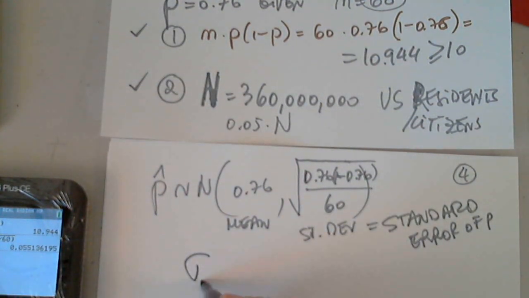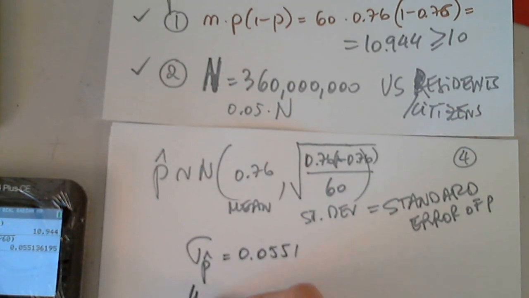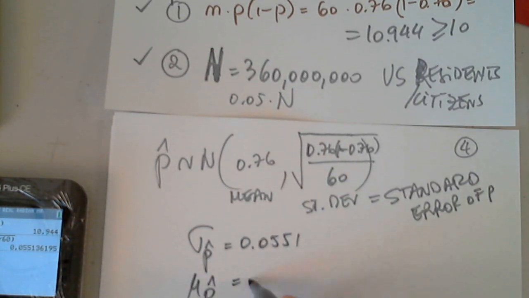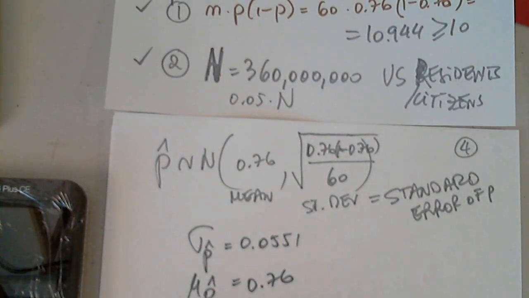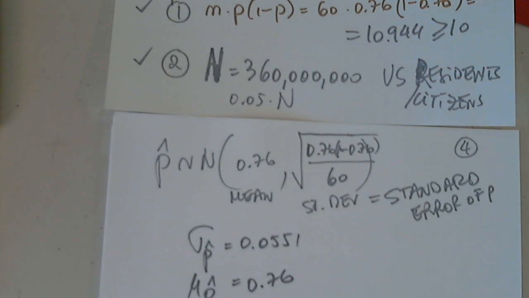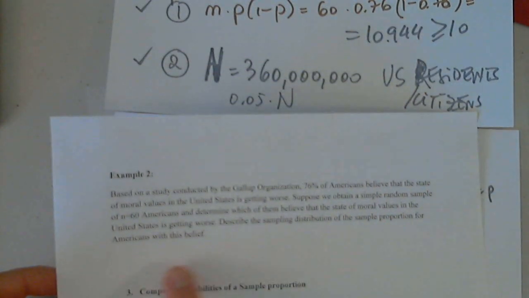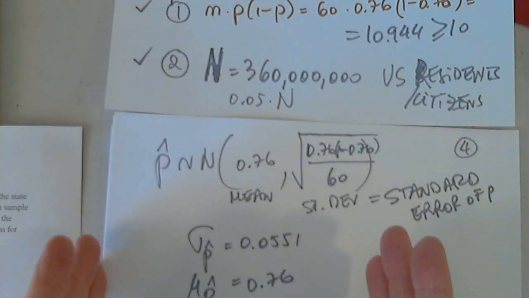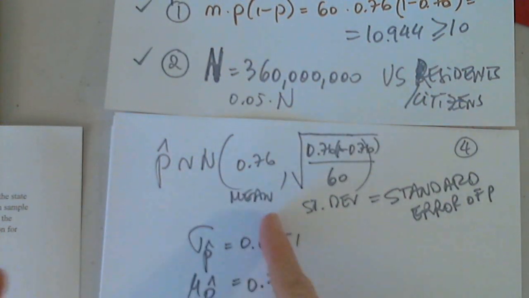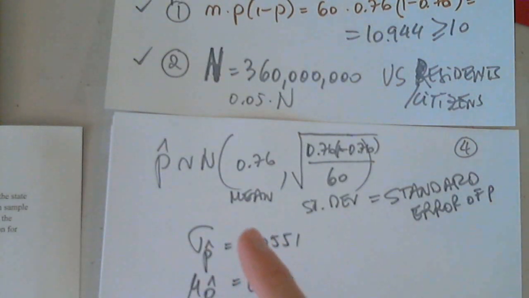So sigma p hat is 0.0551. Mu p hat is 0.76. So when we're asked to describe the sampling distribution of the sample proportion for this, that's the description: normal with mean 0.76 and standard deviation 0.0551.